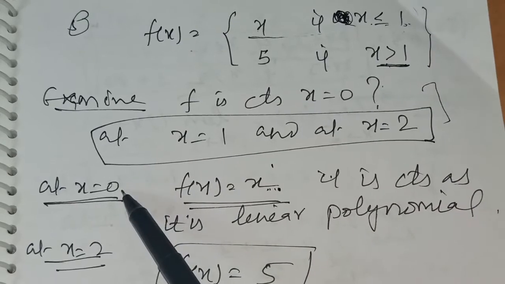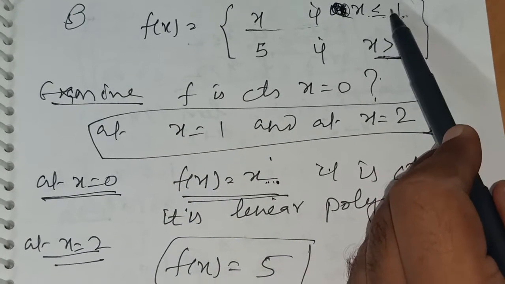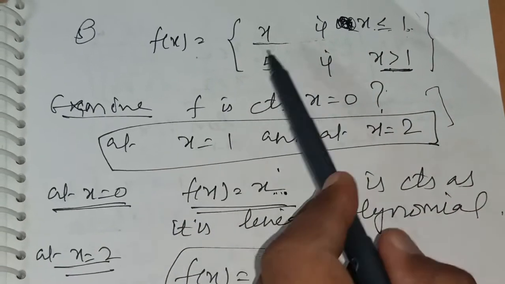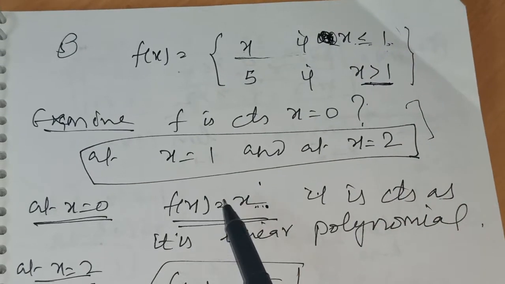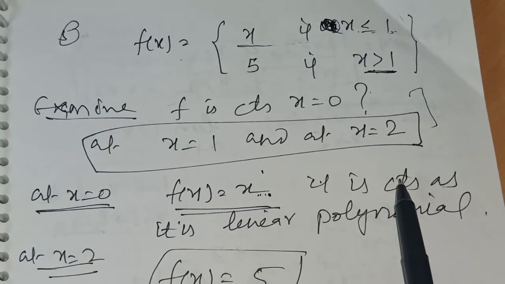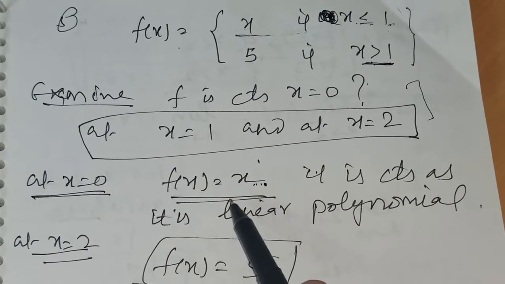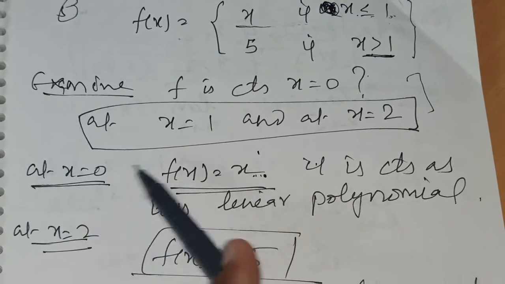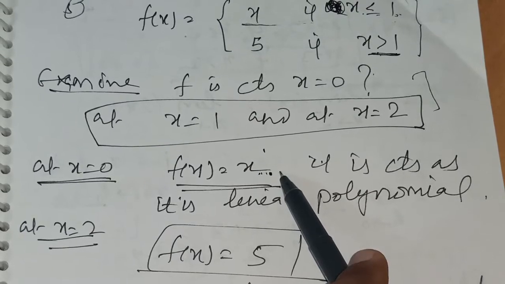For x equal to 0, the limit value is 1. So when we are discussing x equal to 0, it is about less than 1. So less than 1 stands for 0. That means at less than 1, that is x equal to 0, the function is x. X is a polynomial, a linear polynomial, and we have discussed that every polynomial is continuous. Therefore at x equal to 0, the function fx equal to x is also continuous.